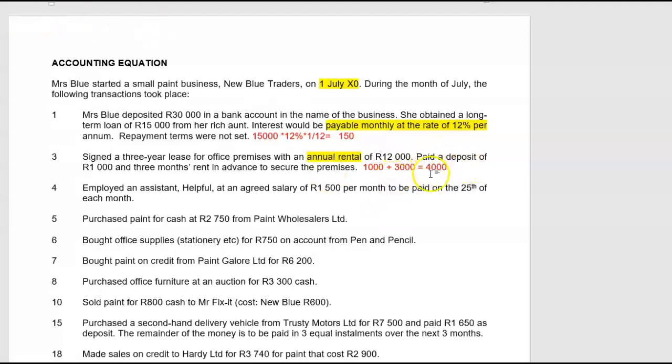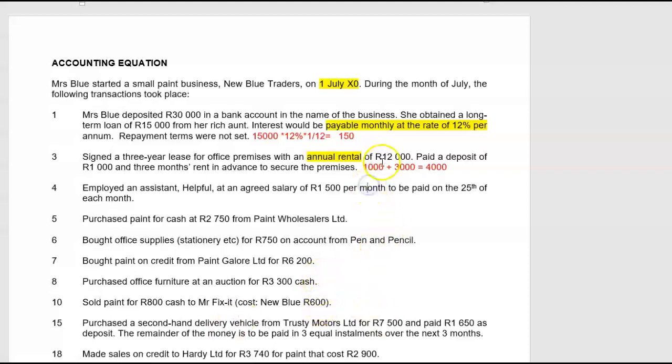That 4,000 Rand that she paid, 1,000 Rand is a deposit. So what is a deposit? A deposit is something that I place with an entity, but I have the right to receive it back somewhere in future if I met all the commitments that I was supposed to meet. So in this case, if she leaves the premises in a good position and there's no damage to the property and things like that, she will receive 1,000 Rand back.